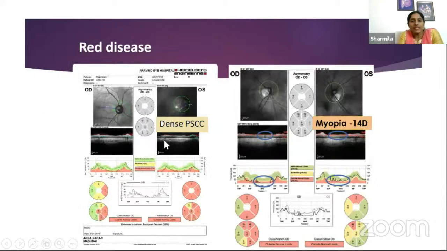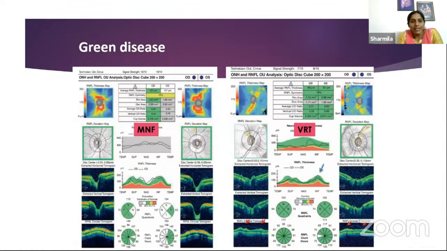So for example, if there is a dense PSCC or a myopia of -14 diopter, it doesn't fall in the normative data range. And so then you get false positive results. So we'll have to look into it with a clinical correlation, and also after removing the cataract, we'll have to redo the scan and then do the analysis. And again, whenever there is a presence of a myelinated nerve fiber or a vitreoretinal traction, this is also shown as a green disease because of the increase in thickness.